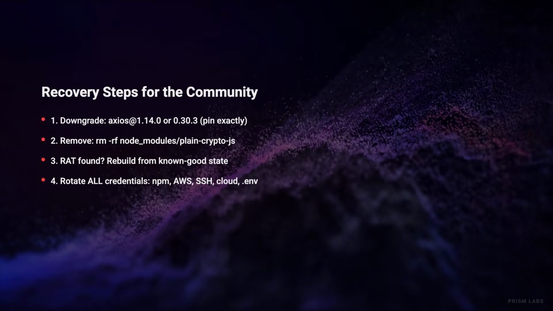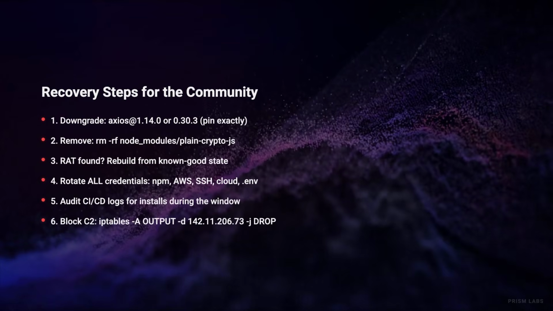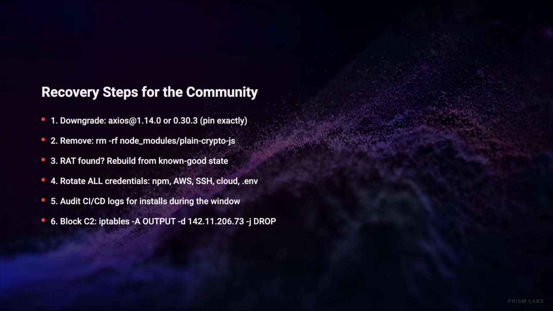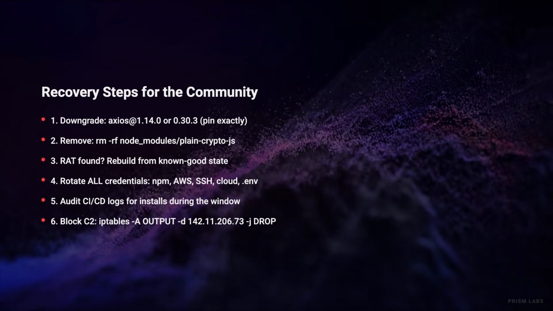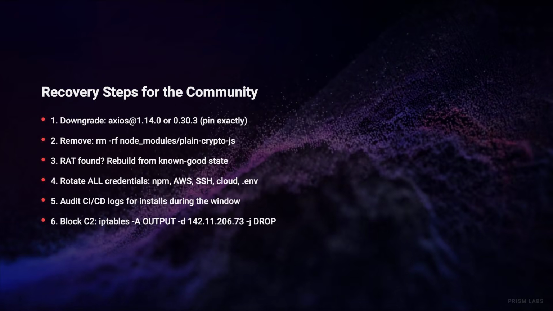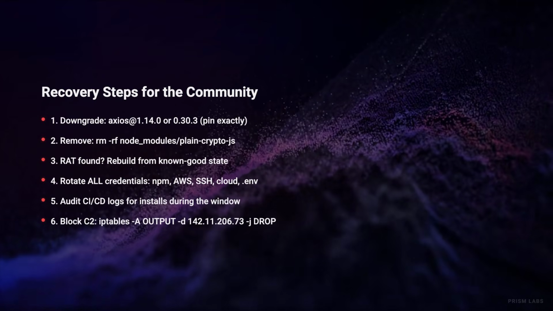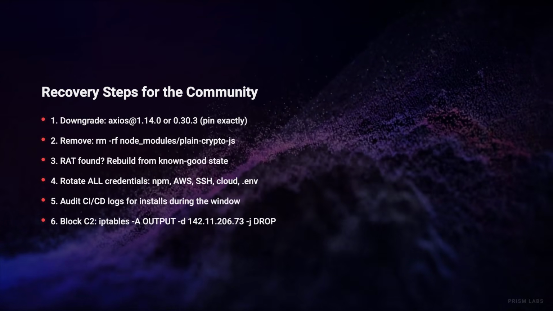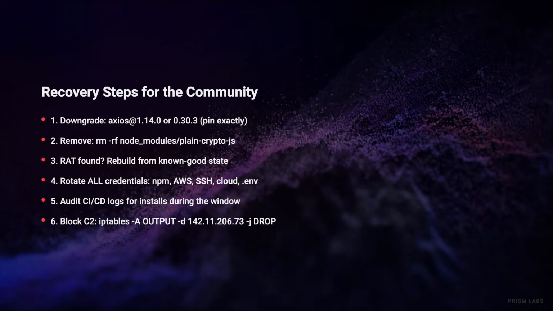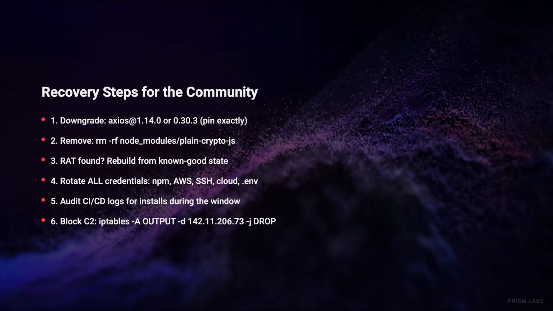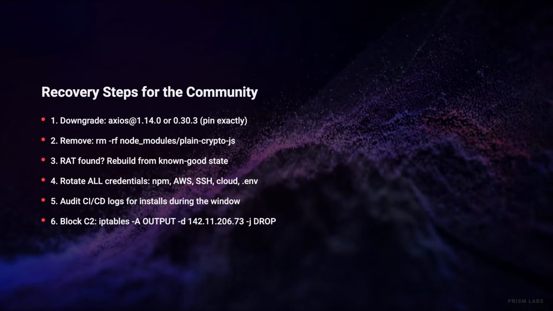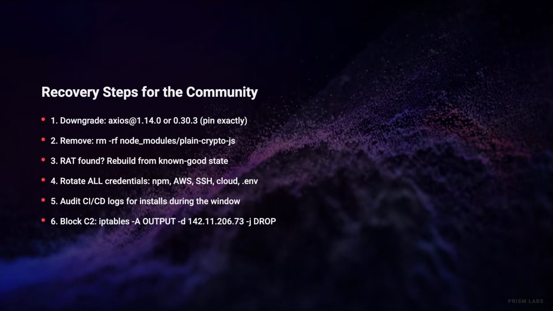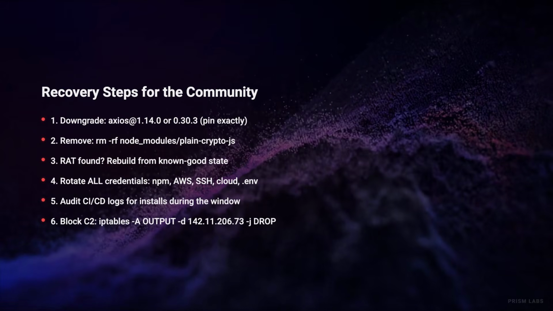Follow every step. Step 1. Downgrade to a safe version immediately. Use axios at 1.14.0 or 0.30.3. Pin it exactly in your package.json using both overrides and resolutions fields to prevent any transitive dependency from pulling the malicious version back in. Step 2. Remove the malicious dependency. Delete the entire plain-crypto-js directory from node_modules, and reinstall with the ignore-scripts flag to prevent any remaining hooks from executing.